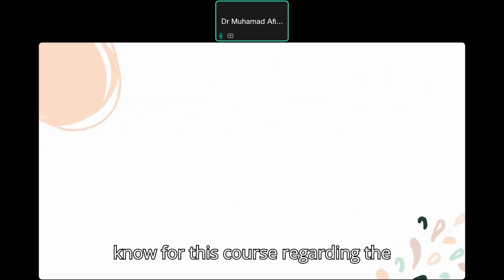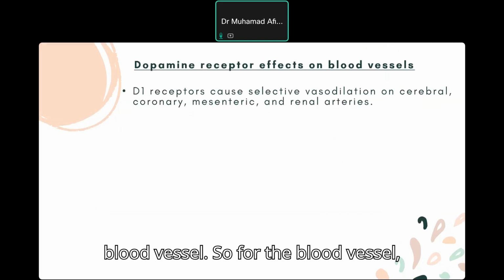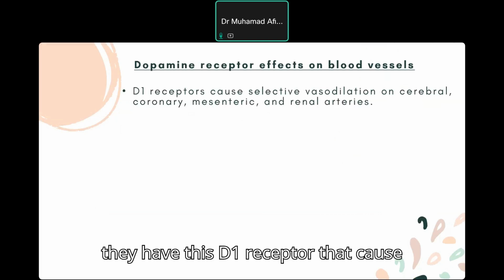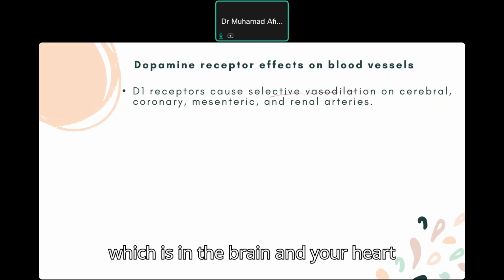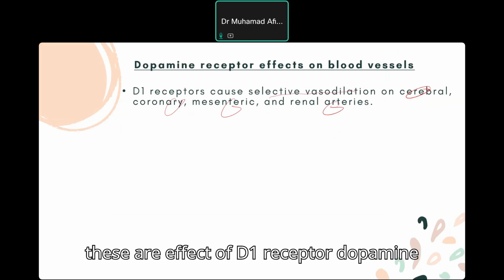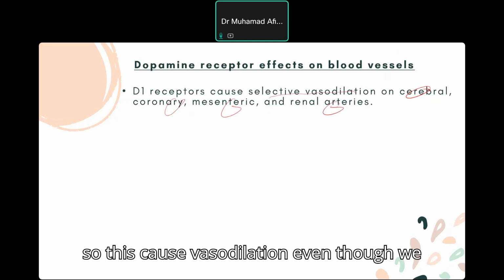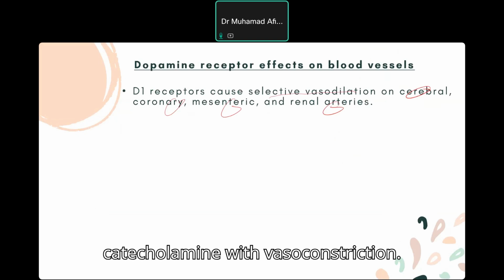What you need to know for this course regarding the dopamine function is the effect on the blood vessel. So for the blood vessel, they have this D1 receptor that causes selective vasodilation to certain areas, which is the brain and your heart and your stomach and also your kidney. So these are the effects of the D1 receptor, dopamine. So this causes vasodilation, even though we mostly associate catecholamine with vasoconstriction.